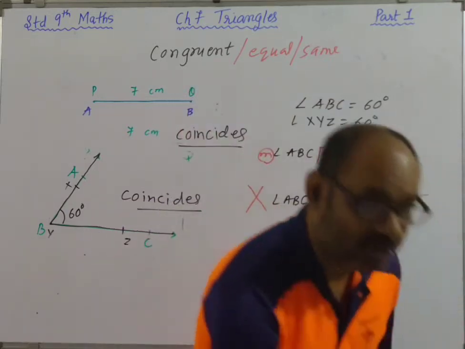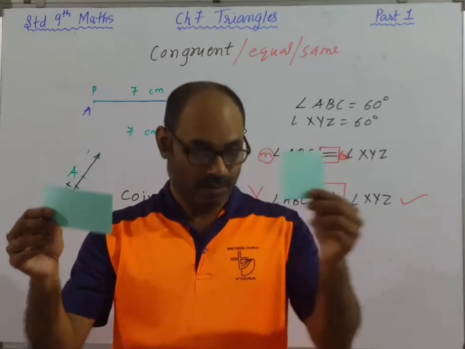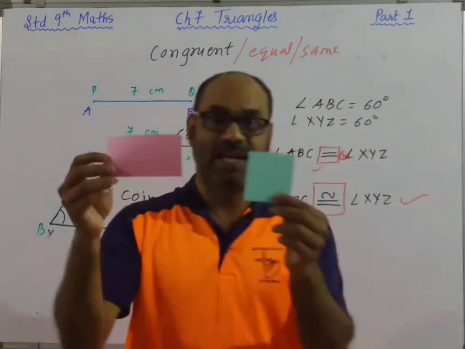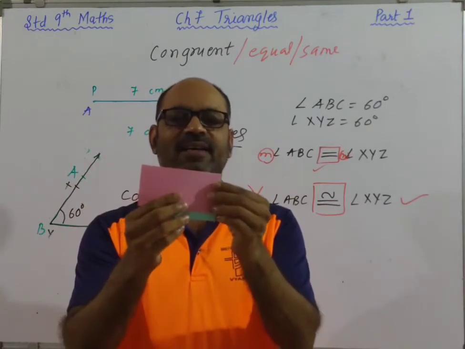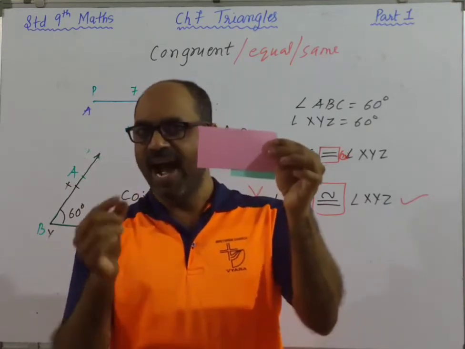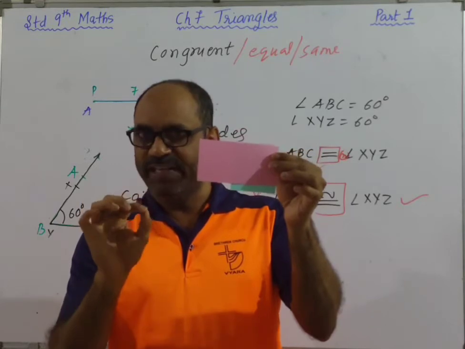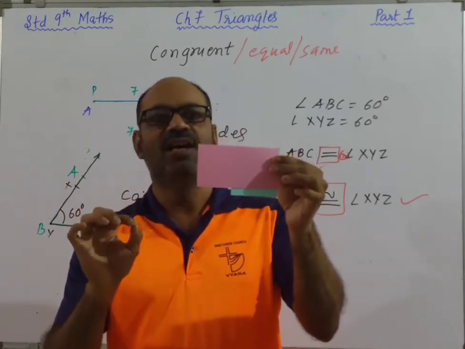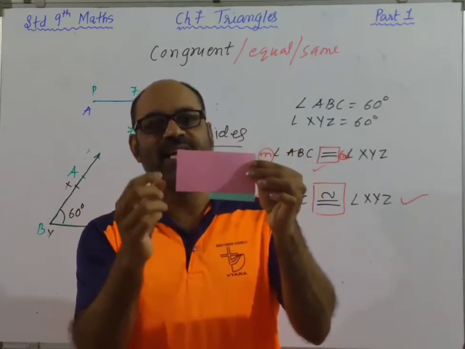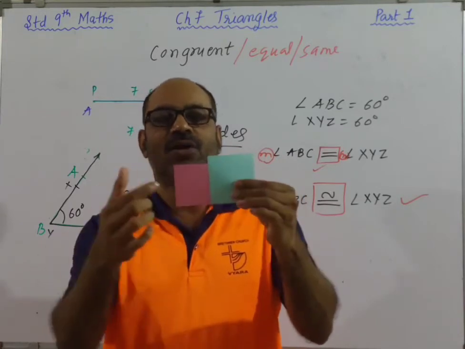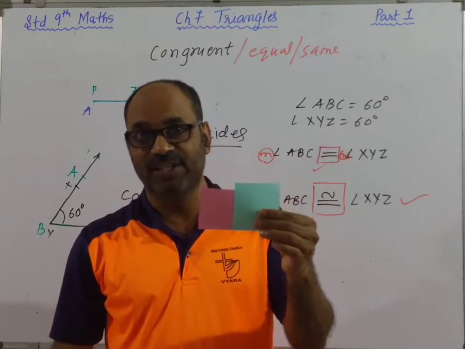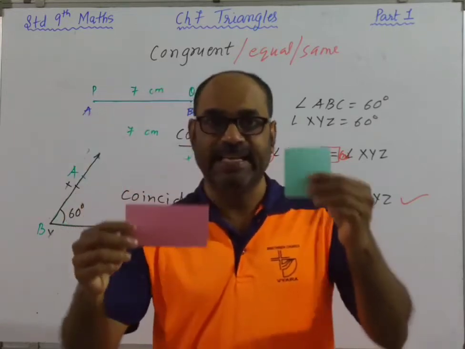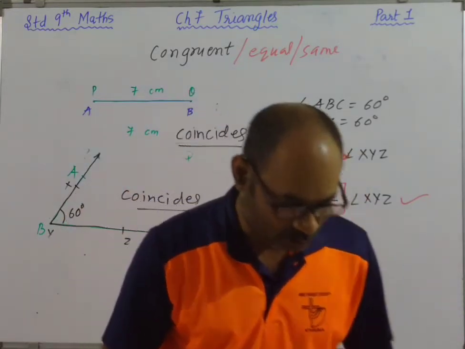But now if I talk about this, I'll take the pink one, a different color, and try to coincide. Are they coinciding? Are they fitting exactly on each other? No. You can see this. Now turn it, so you can see this part. So they are not exactly coinciding with each other. So you cannot say this rectangle is congruent to this square.